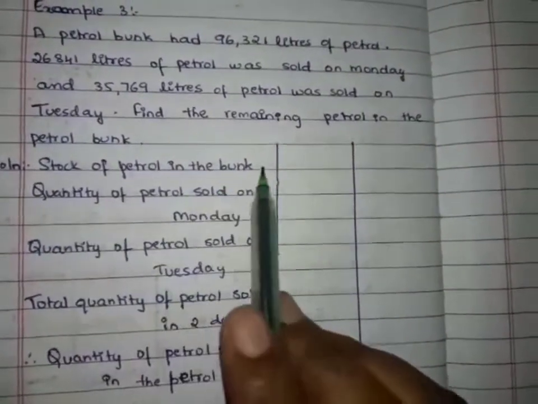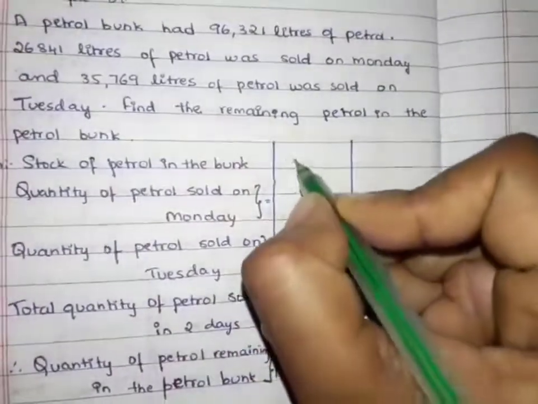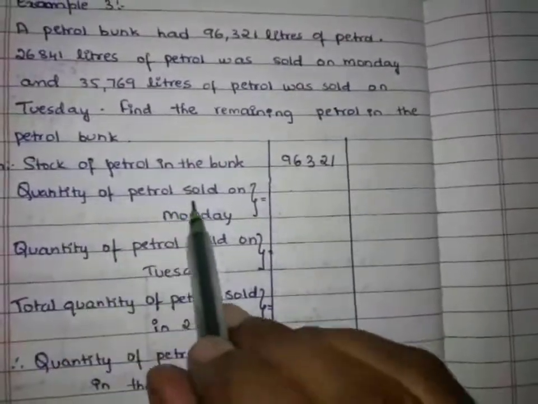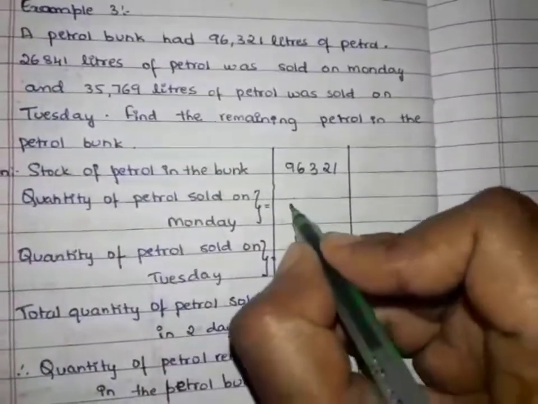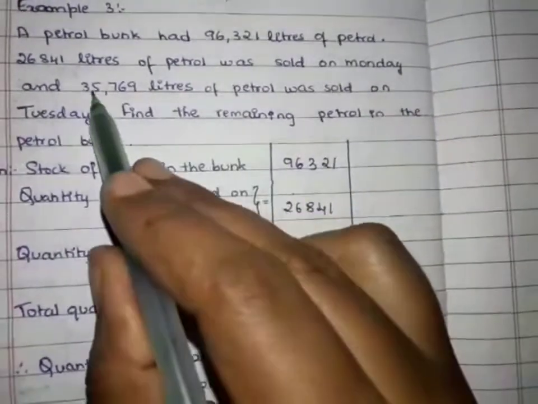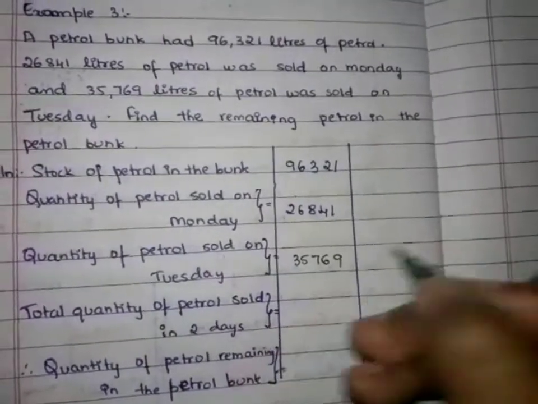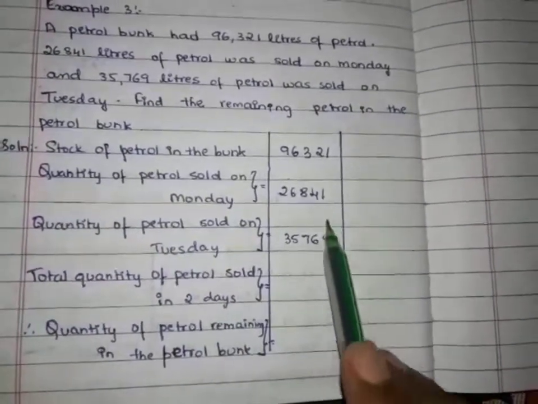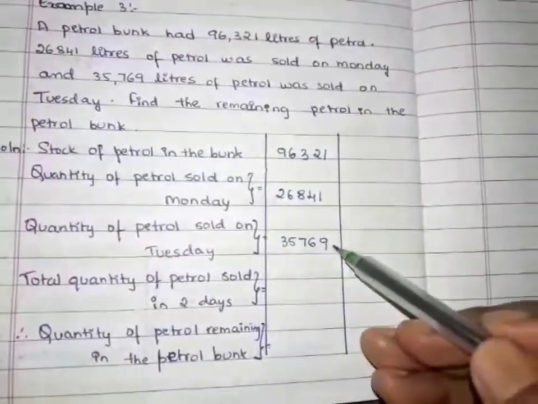Stock of petrol in the bunk, how much is it? 96,321. Next is the quantity of petrol sold on Monday, which is 26,841, and the quantity of petrol sold on Tuesday is 35,769. First, we have to find the total quantity of petrol sold in 2 days. So to find that out, we have to add the given two numbers.